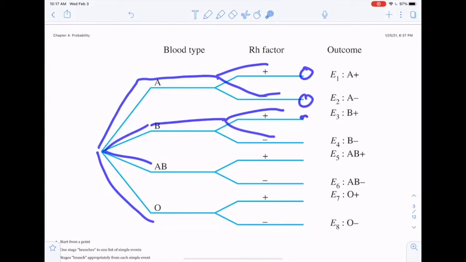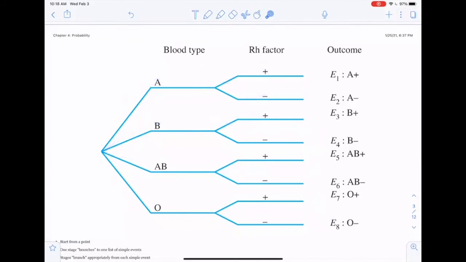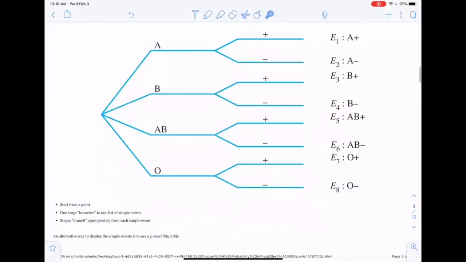At the ends of all of these branches are the 8 distinct simple events of getting A positive blood, A negative blood, B positive, B negative blood, and so on. So some of the properties we get from tree diagrams when we build them is they really just start from a point, right? We're going to start them from a point here. And one stage branches out from that point to these different simple events. And so we would say, okay, those are the blood types.